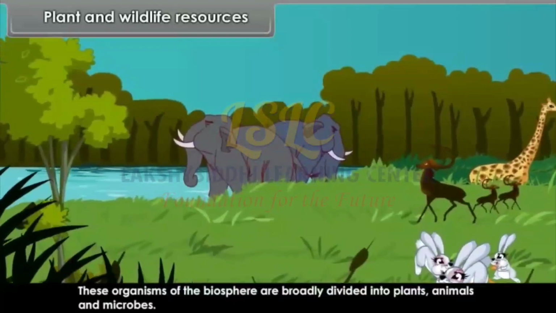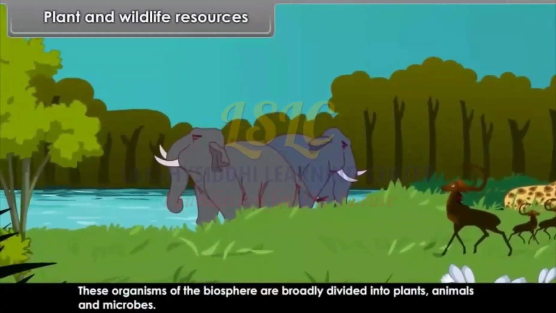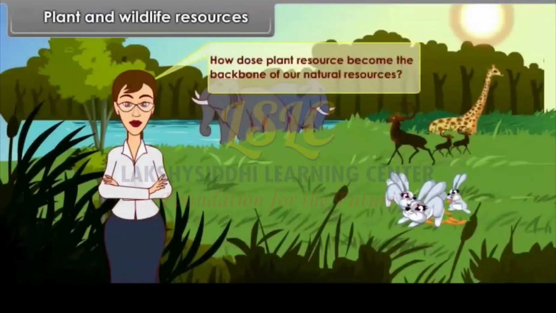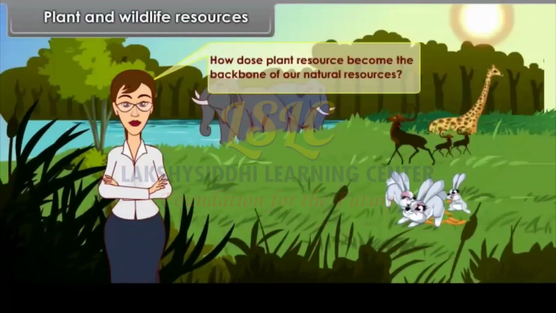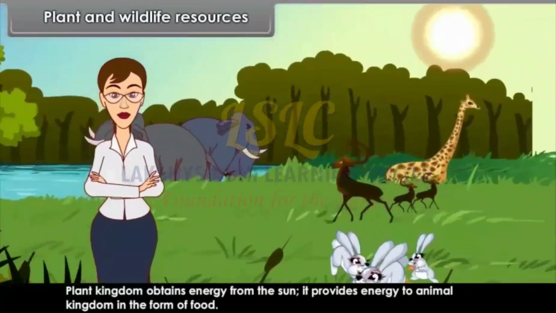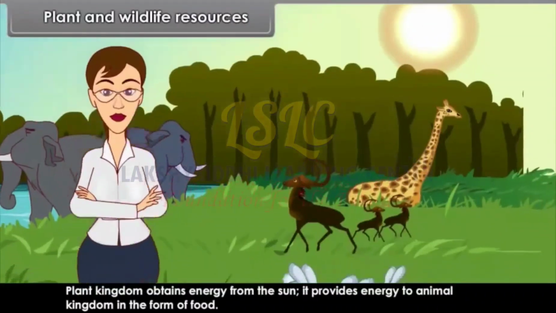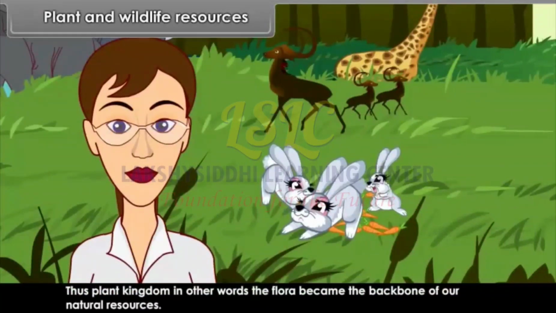These organisms of the biosphere are broadly divided into plants, animals and microbes. How does plant resource become the backbone of our natural resources? Plant kingdom obtains energy from the sun. It provides energy to animal kingdom in the form of food. Thus, plant kingdom, in other words the flora, became the backbone of our natural resources.